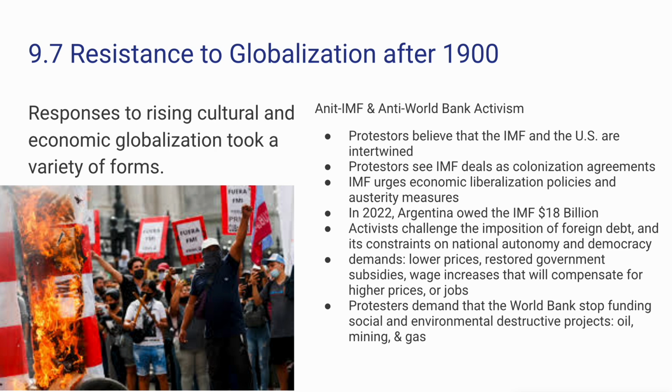One of the things the IMF does is it urges economic liberalization policies, so that's like opening up to free market, and as well as austerity measures, which include things like having tax cuts, for example. In 2022, Argentina owed the IMF $18 billion, for example. Activists have challenged the imposition of foreign debt and its constraints on national autonomy and democracy. In other words, like a country is weakened when it owes a foreign organization money, is what they're saying.